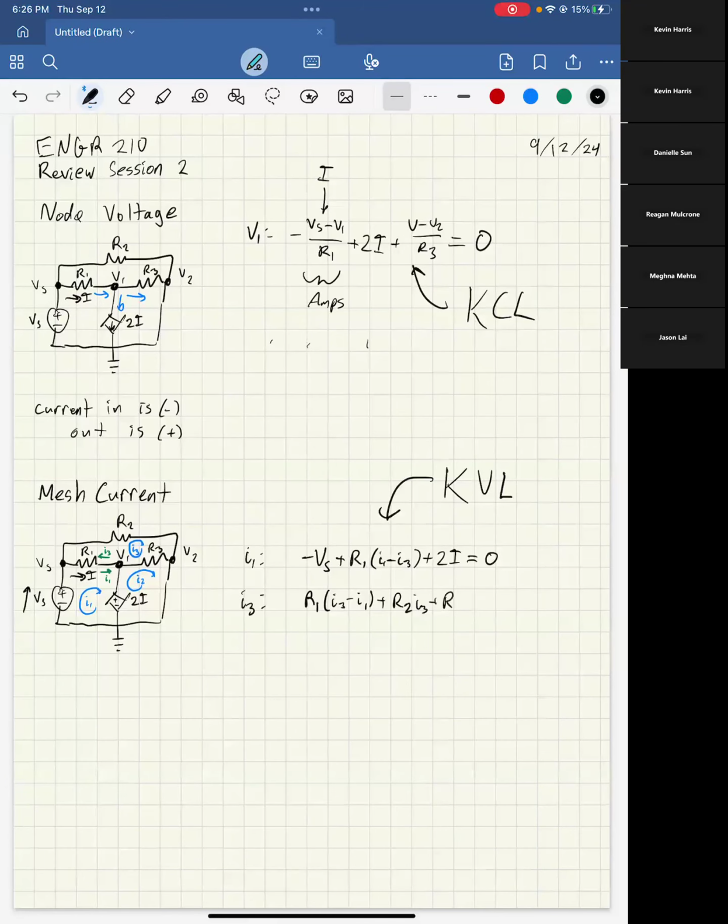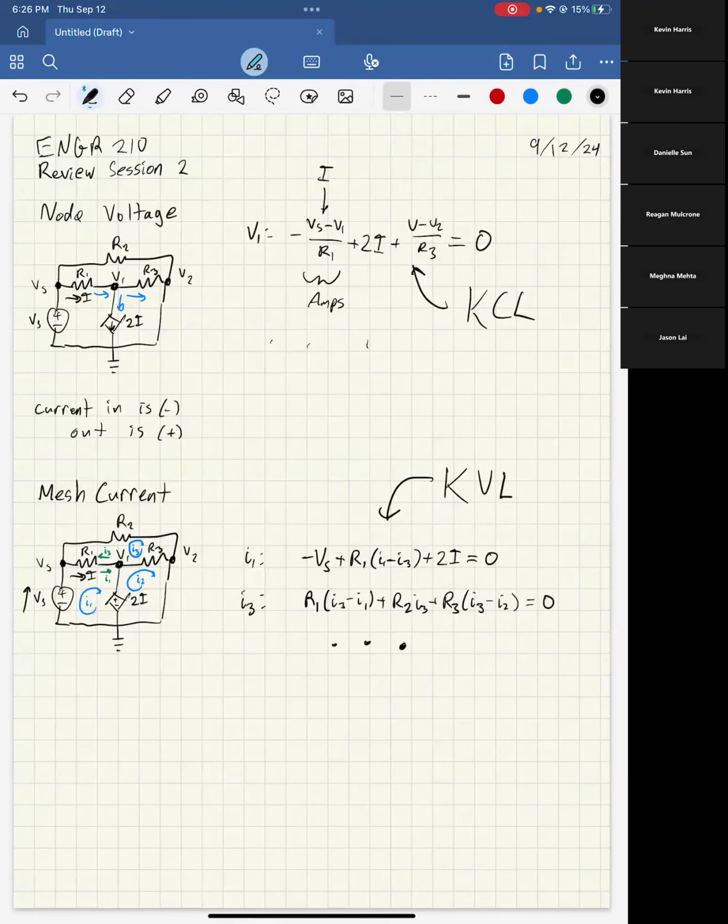And then R3, just like the other one, is going to be I3 minus I2 equals 0. And you could do this for the next 3, but I'm going to do some actual practice problems in a bit instead of this circuit that I just made up on the spot.